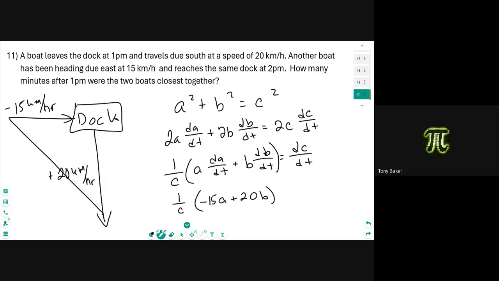Hold on a second. I might be missing something. I think I might be missing something. So hold on a second. I'm just trying to find the problem. Oh, I could do it this way.